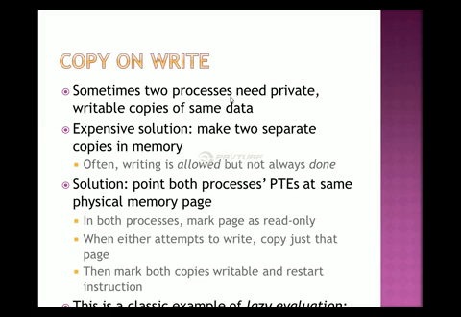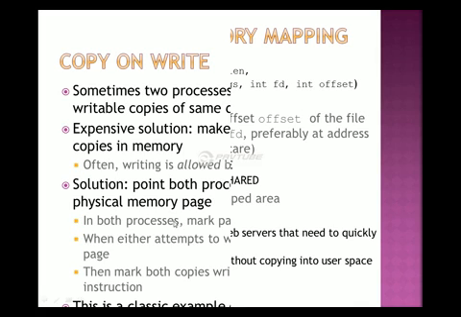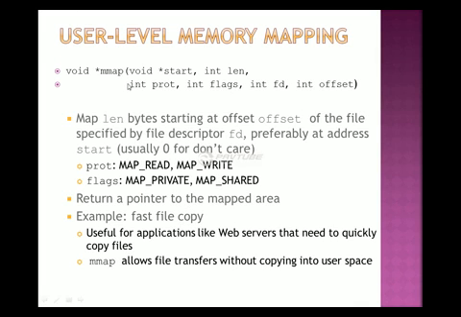Then in both the processes mark the page as read only. So for both the processes mark the page as read only, that is a read only object. When either attempts to write, copy just that page, meaning the page that is required, only copy that page, do not attempt to fetch the next pages or the further pages. Then mark both the copies writable and restart the instruction. This is the classic example of lazy evaluation. This is the example that is used by mmap.